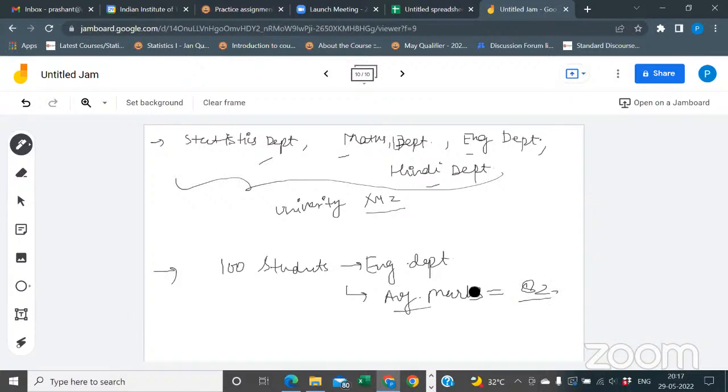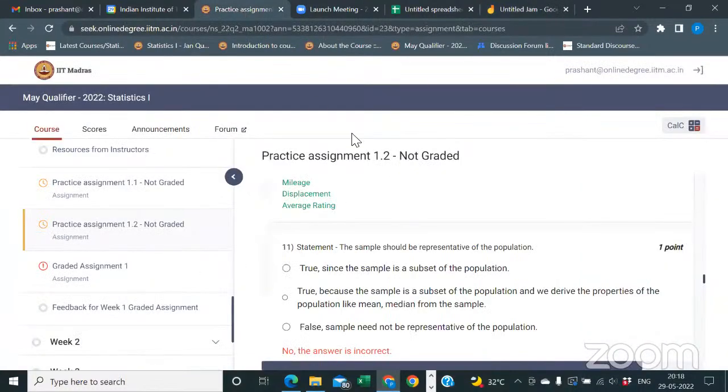Now, can you say this sample is a good representative of the data? No, sir. Why? Because it is representing only the English department. Suppose I took 20 students from statistics and 30 from math, then it would be a good representative when you compute the mean, median, and so on. Yes, sir. Got it. Sir, I have a question. Sir, may I go on?